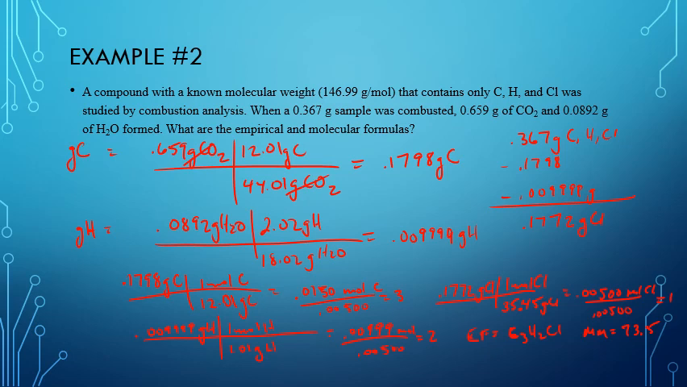So now if I take the molecular formula mass divided by the empirical formula mass, that'll tell me N. So I have 147 approximately, that 146.99 divided by 73.5, so that equals 2. So my molecular formula would be C6H4Cl2.